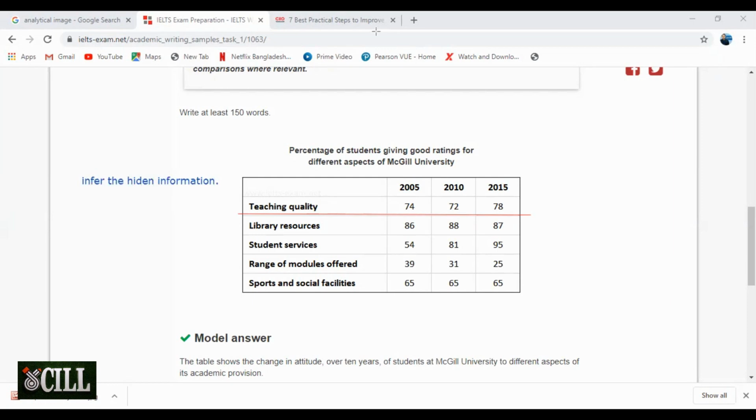So that's how you have to understand what the data is trying to tell you indirectly. If you just write that the teaching quality in 2005 is recorded to be 74, in 2010 it's 72, and in 2015 it is 78, that is not going to work, because you're just giving data that's already there. But if you say that it quite remarkably increased in 2015 compared to 2005 and 2010, then you understand the data properly. Can you find some similar information from the image? As I'm trying to tell you, infer the information from the data.